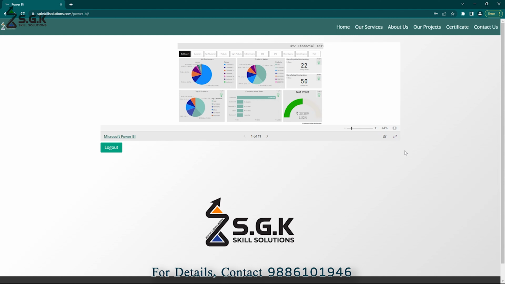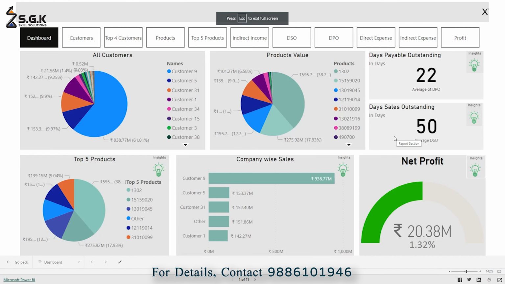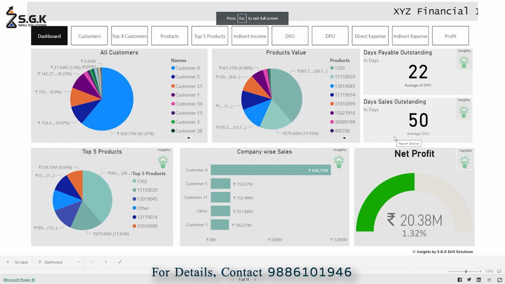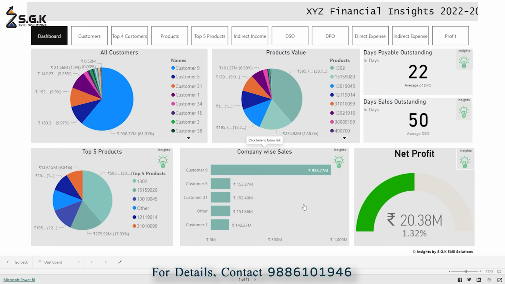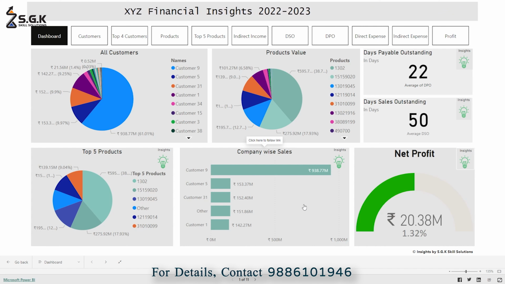This insight is driven by PowerBI and related technology, and this is the first dashboard which is giving the various kinds of areas where insights are provided. There is an insight on all customers, on company-wide sales, on product values, and top 5 products. In the consulting assignment, here we spoke about profitability and liquidity. In fact, profits can be improved by either improving sales or by reducing expenses.